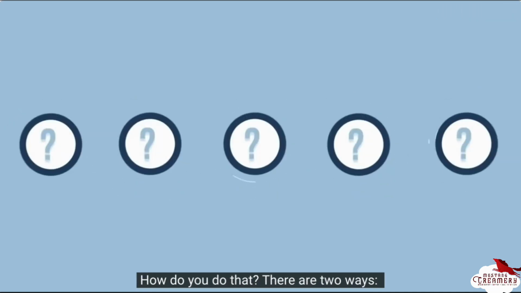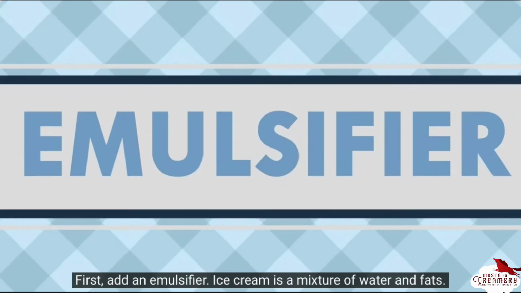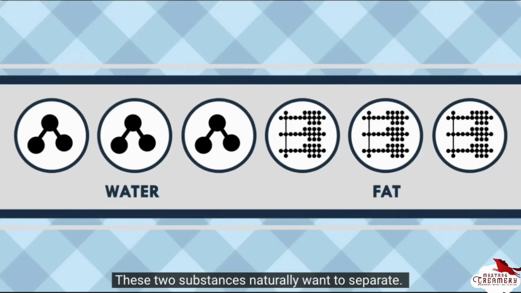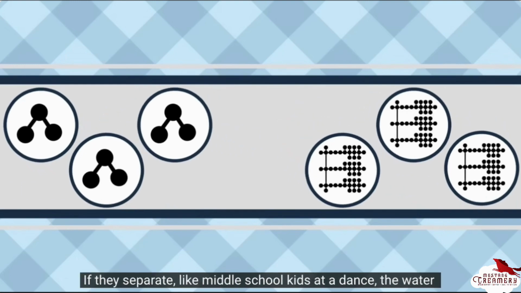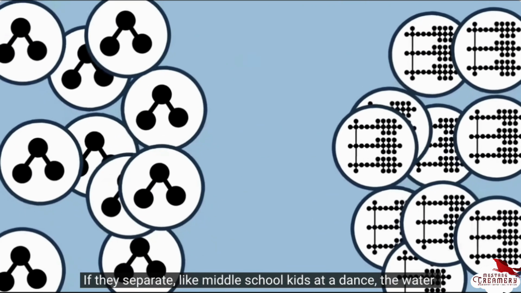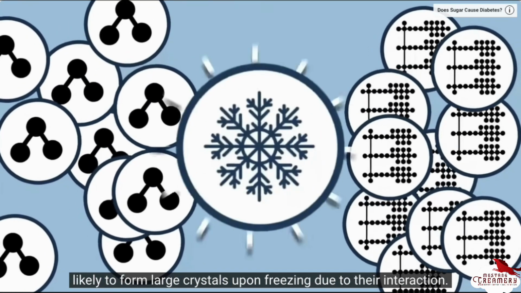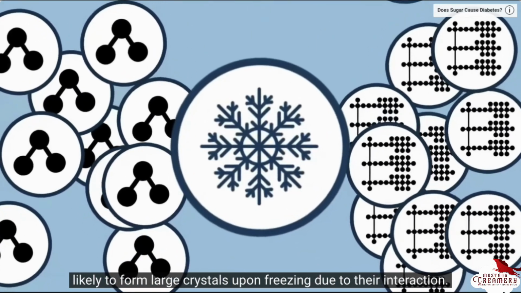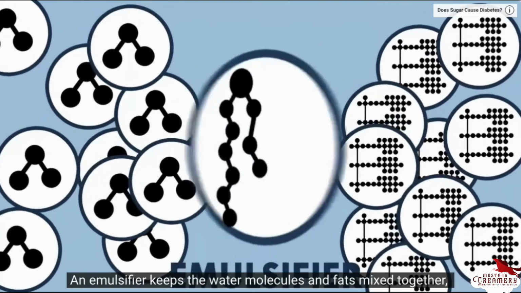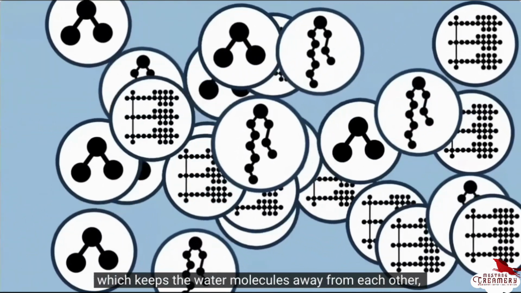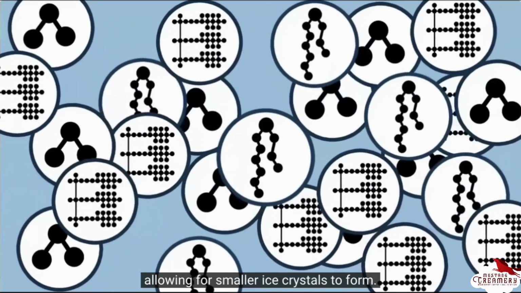But how do you do that? There are two ways. First, put an emulsifier in it. Ice cream is a mixture of water and fats. These two substances naturally want to separate. If they separate, like middle school kids at a dance, the water molecules will hang out by themselves on one side and will be more likely to form large crystals upon freezing due to their interactions. An emulsifier keeps the water molecules and fats mixed together, which keeps the water molecules away from each other, allowing for smaller ice crystals to form.